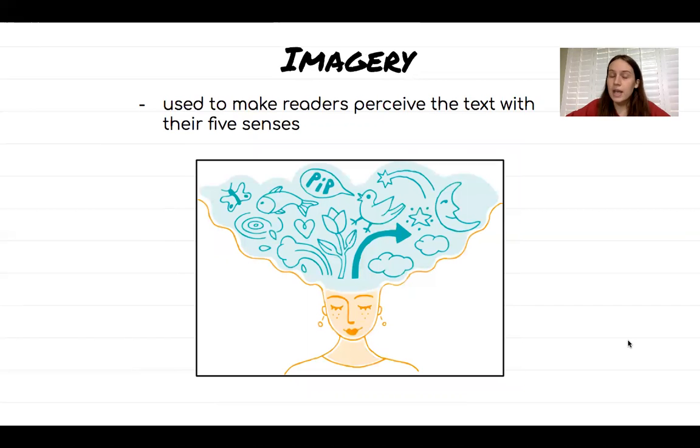Imagery is our next term, and imagery is used to make readers perceive the text with their five senses. Many times authors will use descriptive words, a lot of adjectives, and it's anything that makes you visualize something. You feel like just by the words the author used, you could see it in your head. A lot of times they'll describe the smell of baked bread, or they'll describe a not so nice smell, saying it smells really gross. It's anything that makes readers feel something with their five senses, going beyond just reading.